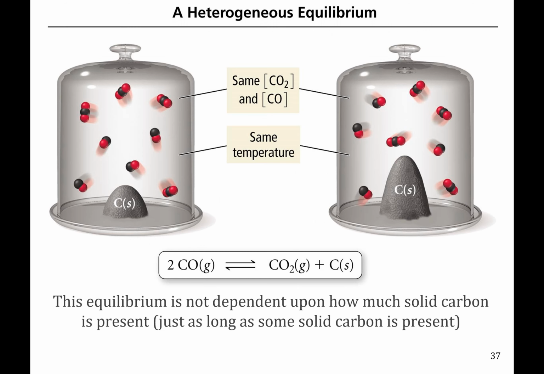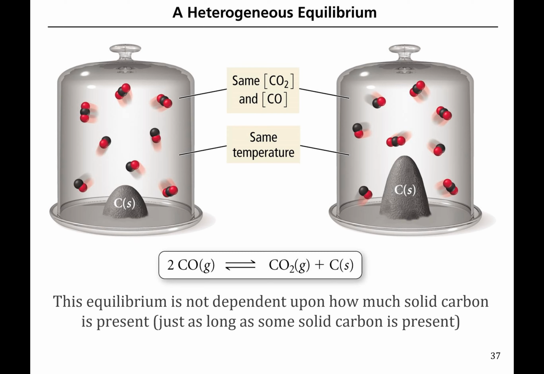Okay. So we have an example here of carbon monoxide, giving us CO2 and solid carbon. And this is an equilibrium. Okay, so it says this equilibrium is not dependent on how much solid carbon is present, as long as there is some carbon present. So we have two containers, both with some amount of solid carbon, and both with a mixture of CO2 and carbon monoxide.